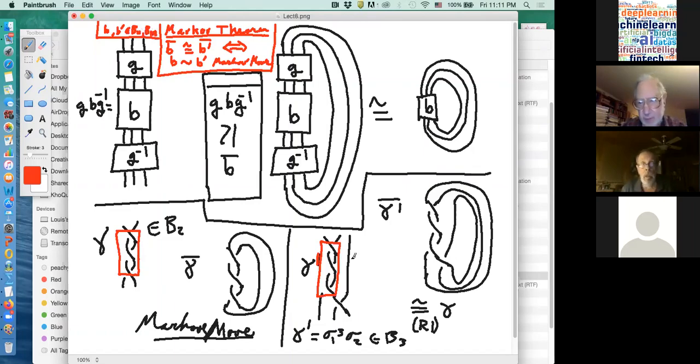Because like this one, gamma belongs to B3, and gamma prime belongs to B3, right? And gamma belongs to B2 in this case. Well, I already said that. So I have two braids in two different braid groups, and now this is the Markov stabilization move, so-called, and this is conjugation.